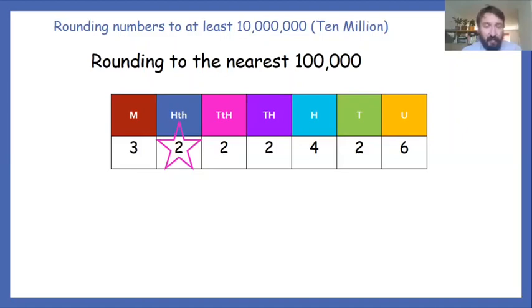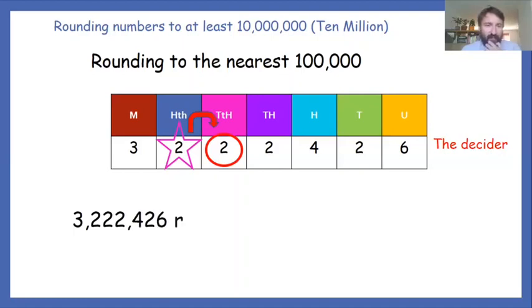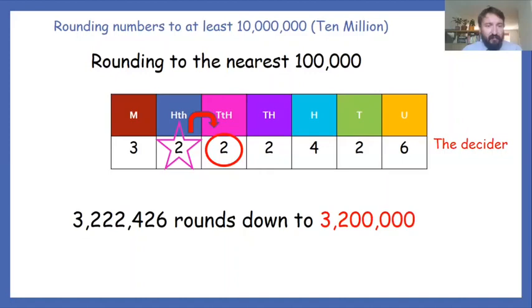So our star number will be in the 100,000s column. And in our 10,000s column is our decider. So I'm going to have a look in that column. I can see it is definitely below 5. Therefore, we need to round down. So 3,222,426 rounds down to 3,200,000.